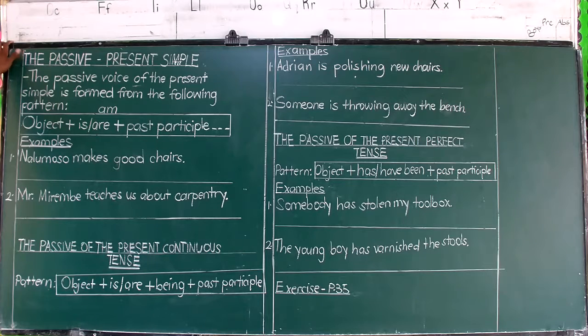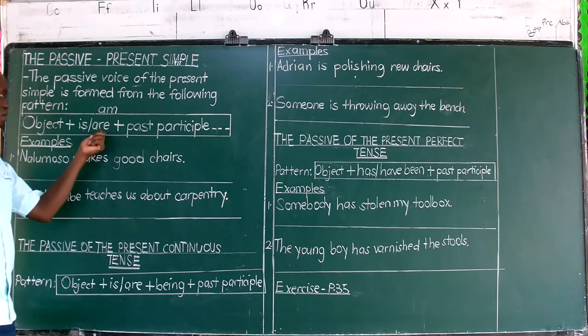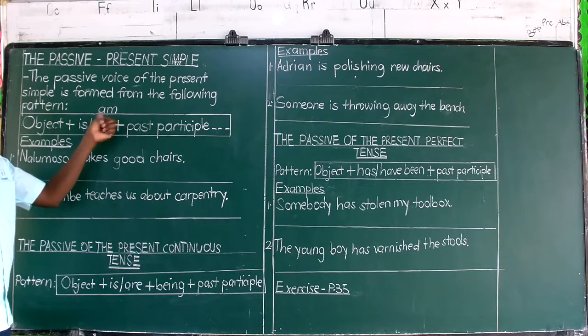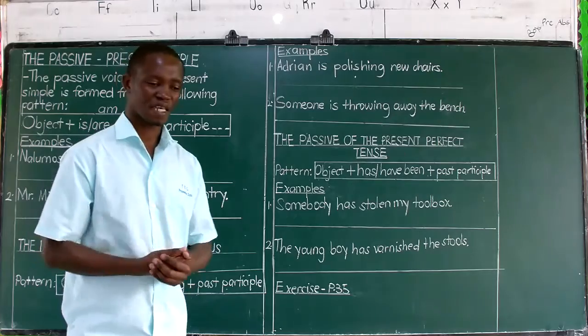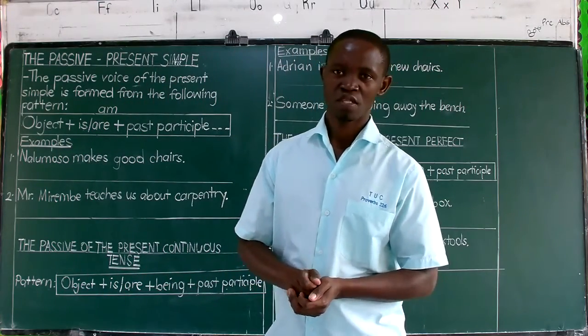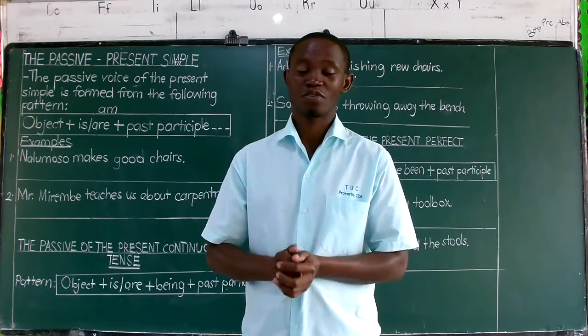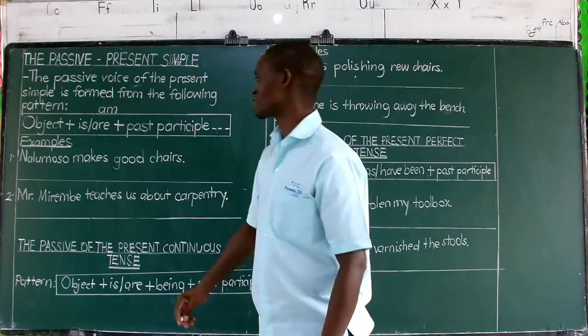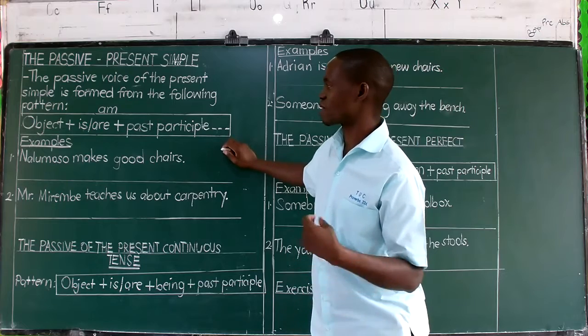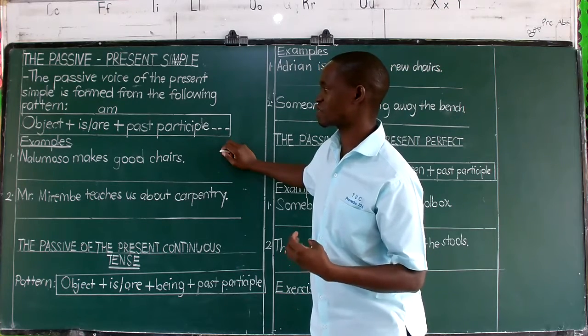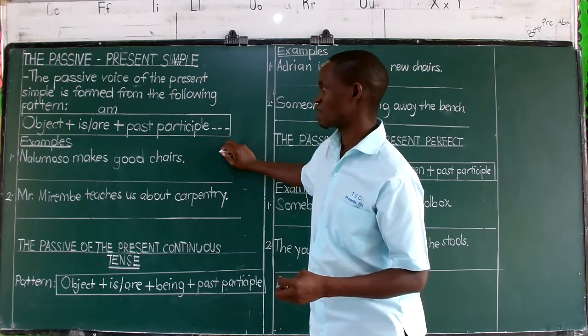I repeat, it is object plus is. If not is, you use am. If not are, you can use am plus a past participle verb. Let's look at the examples, and as we construct our answers, we are going to be following exactly those words we have used in the pattern. If you don't follow them, you are sure to fail, because the answer is only correct if it has followed the formula given to you, or the structure pattern that has been given to you by the teacher.